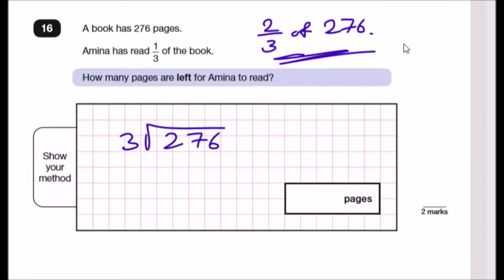This is easy. How many 3s go into 2? Well, it can't. How many 3s go into 27 then? We know it goes 9 times with no remainder. And how many 3s fit into 6? Twice. And because we want 2/3, let's double it. So double 92: double 90 is 180, and double 2 is 4, so it's 184. Easy.